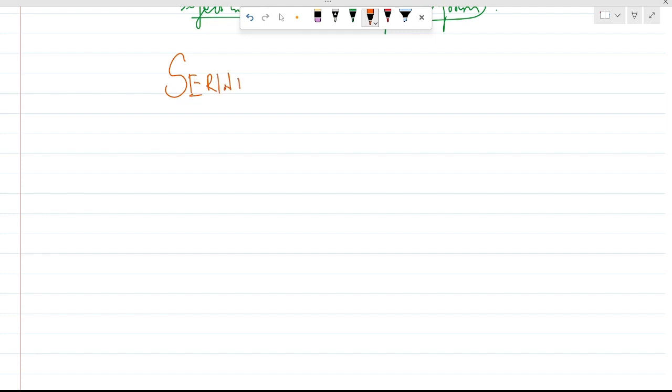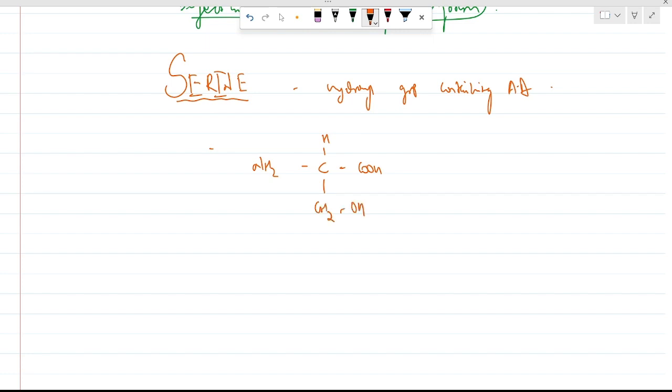Serine. This is one of the simple amino acids. It is a hydroxyl group containing amino acid. Now see the structure here. It's the amino group, alpha carbon, carboxyl group, above hydrogen, and below we have the CH2OH group. This is the hydroxyl group we are talking about.